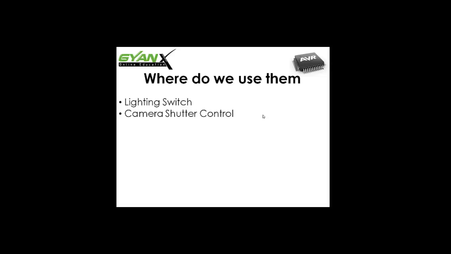Next is camera shutter control. The camera shutter actually depends upon the incidence of light or the light intensity. When the light intensity is higher, the camera shutter will shut quickly, and when the intensity is low, the shutter speed will be low. So that's why the LDR is used in the camera shutter.